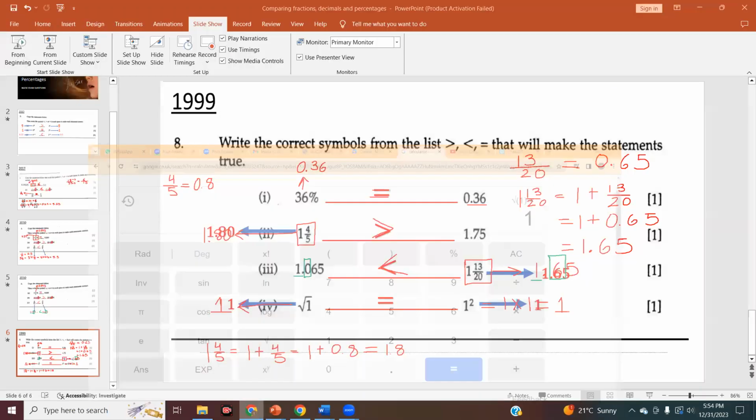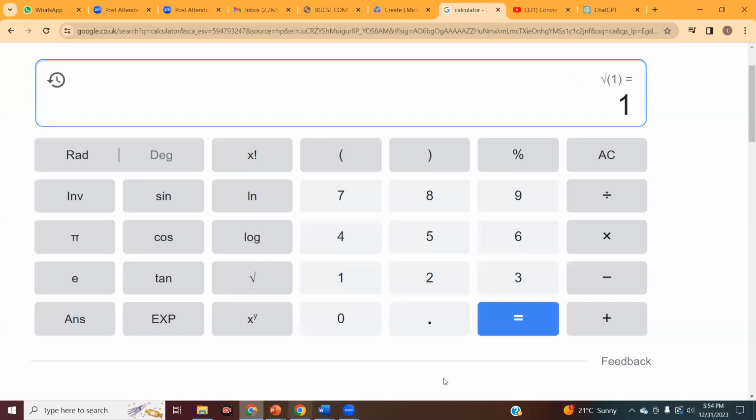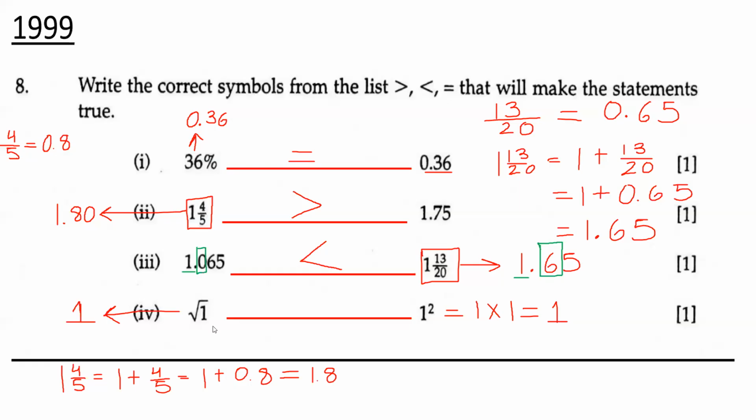And so what do we have now? The square root of 1 is 1, and 1 squared is 1. And so that means that these are equal. This may be the last one. Let's check if there are any other ones that we have to do. Nope, that is the last one indeed.